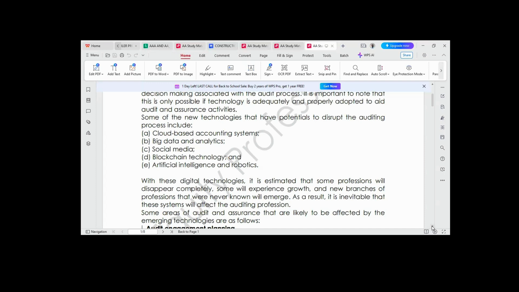All of these are made possible by what? IT. The third one is the social media.